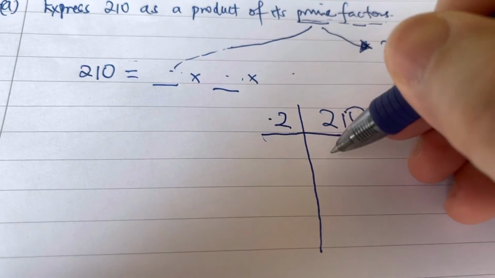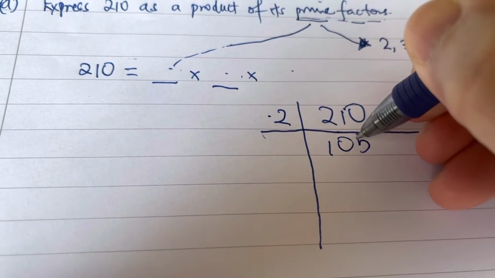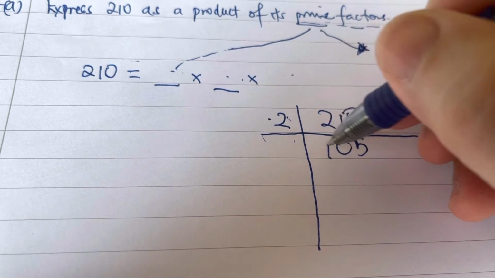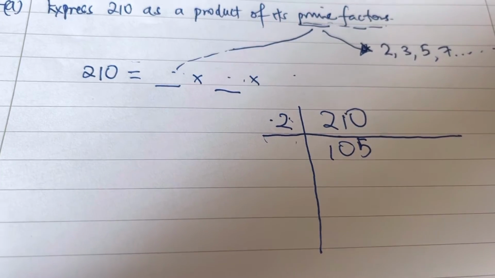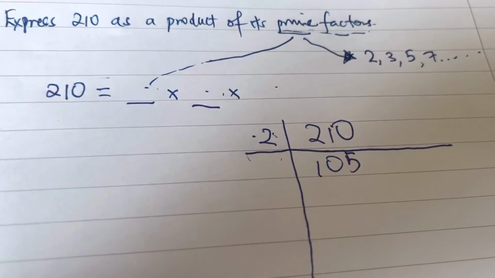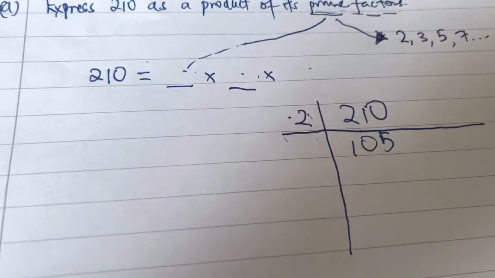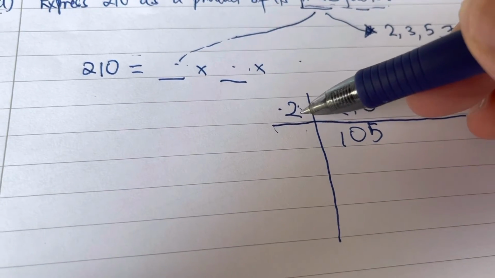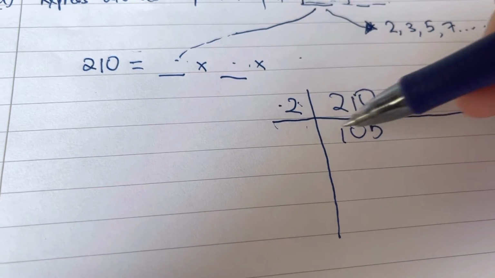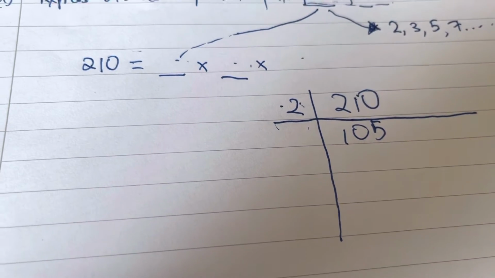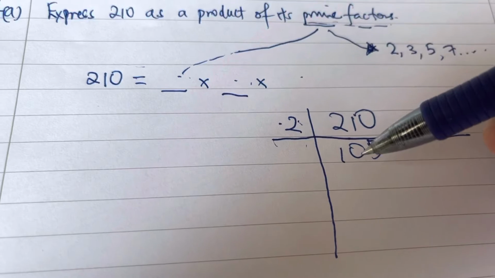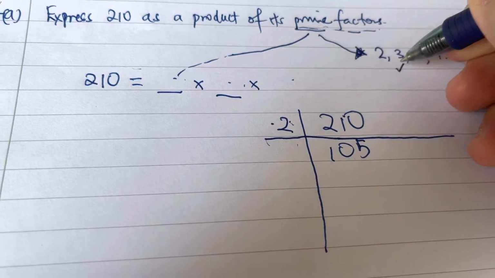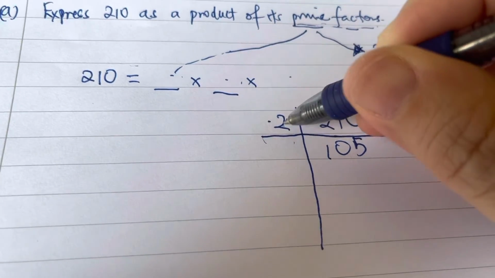This divided by 2, you get 105. Okay, you will keep on dividing by 2 until you cannot divide exactly by 2. So in this case, after dividing 210 one time by 2, you get 105. If I try to divide by 2 again, 105 divided by 2, I'll get a decimal answer. We cannot have a decimal answer, okay? So we need to move on to the next number already, because 2 cannot be used anymore.